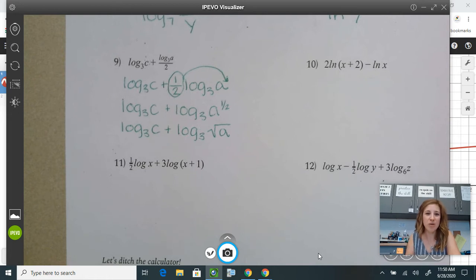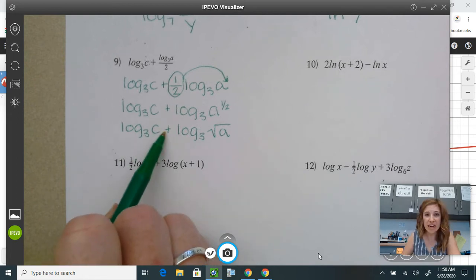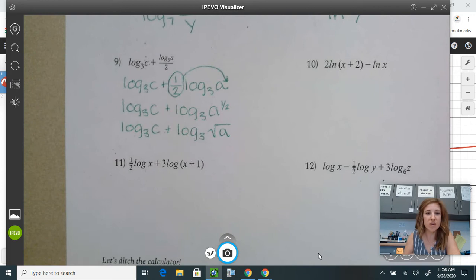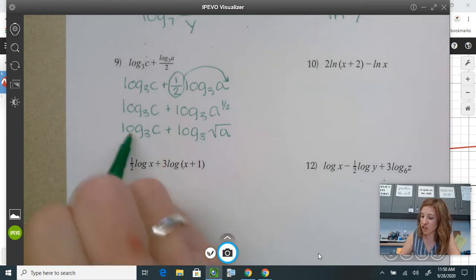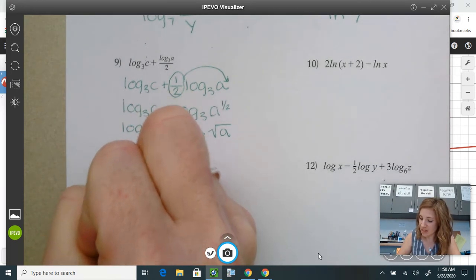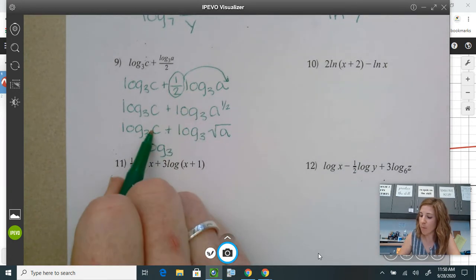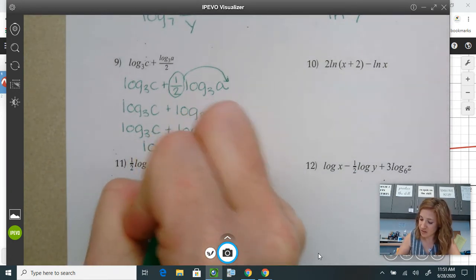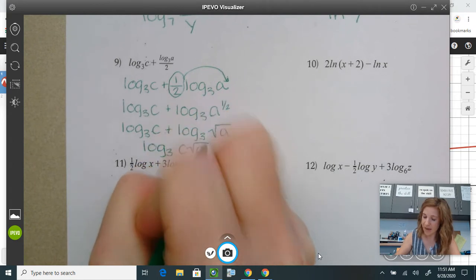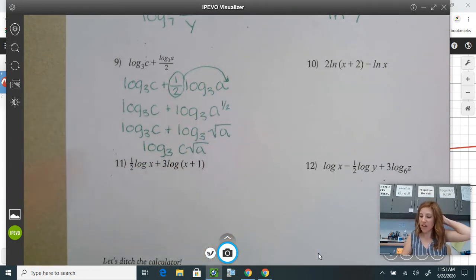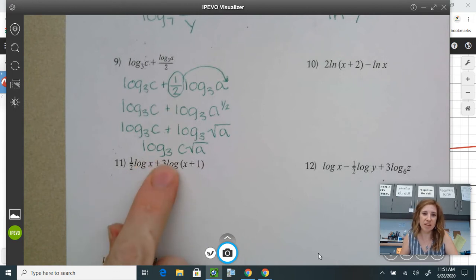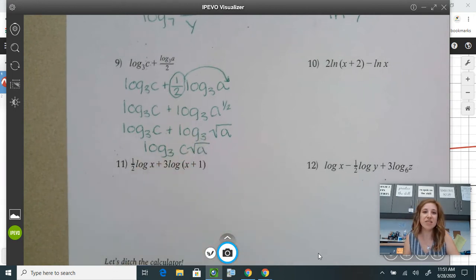Okay, let's keep going with our condensing. I also see that I have addition of 2 logs in base 3. Addition of 2 logs of the same base condenses to 1 log in that base, 1 log in base 3, and I'm going to multiply my 2 pieces, c times root a. At this point, we're done because we are down to 1 log in base 3 of this product, c root a.